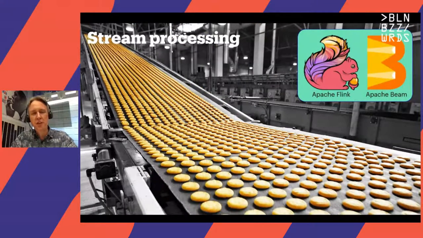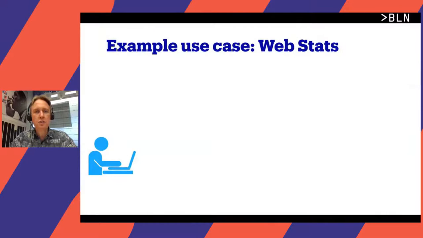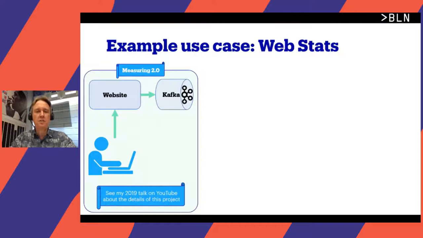We use both Apache Flink and Apache Beam in a lot of our production scenarios. And for this talk, I have constructed a very simple example use case. That is actually something I tried to build and failed and ran into a lot of problems. And I'm going to explain those problems to you. In this case, it's a person behind a laptop who visits our website and the interaction events go into Kafka. I spoke on this project last year at this conference. So look back at that if you're more interested about that.